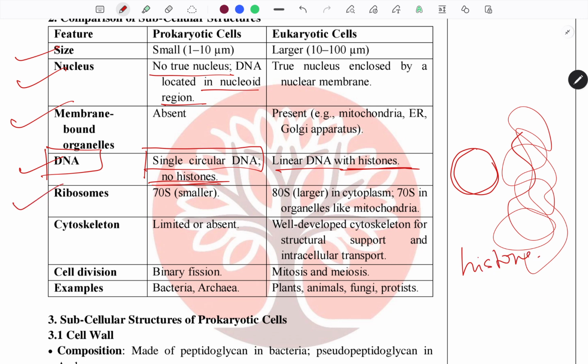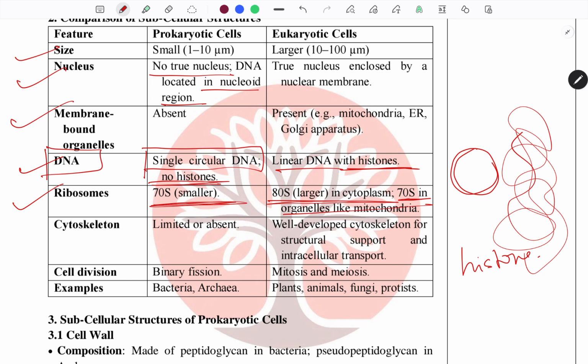Next come the ribosomes, which are protein organelles present in every cell, both prokaryotic cells and eukaryotic cells. They are very much required for the genetic material to be expressed in the form of protein. That is the work of ribosomes. In prokaryotic cells, the ribosomes present are the 70S type. In eukaryotic cells, you can observe 80S type ribosomes along with the 70S type.